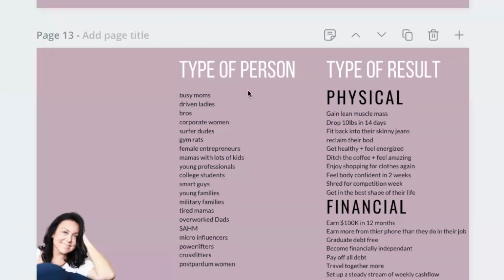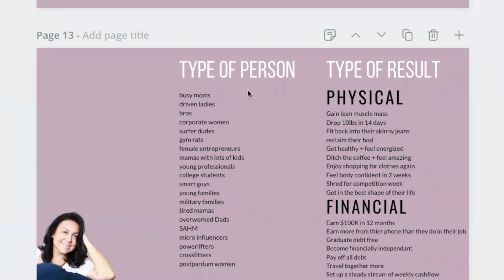And then type of result. If it's a physical result, here are some examples. Gain lean muscle mass, drop 10 pounds in 14 days, fit back in their skinny jeans, reclaim their bod, get healthy and feel energized, ditch the coffee and feel amazing, enjoy shopping for clothes again, feel body confident in 2 weeks, shred for competition week, get in the best shape of their life. So just some examples. Again, you could have something completely different.